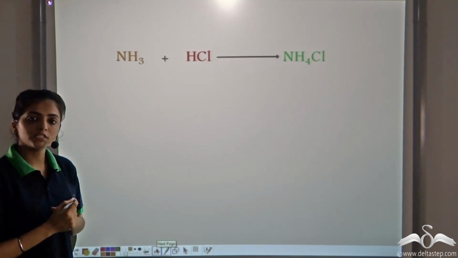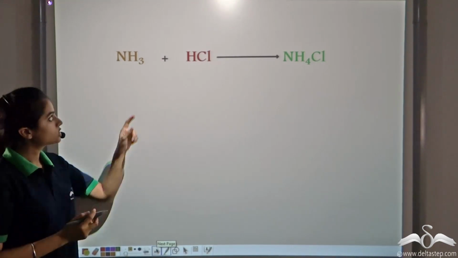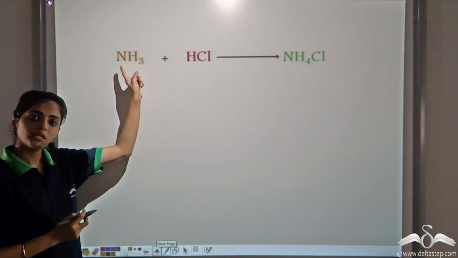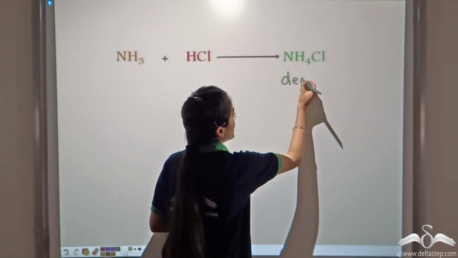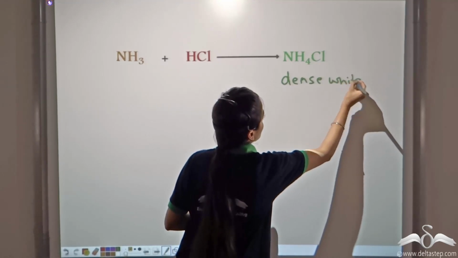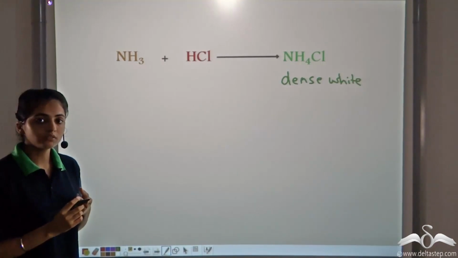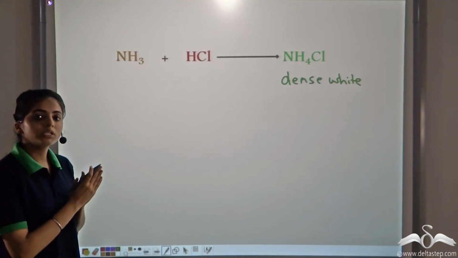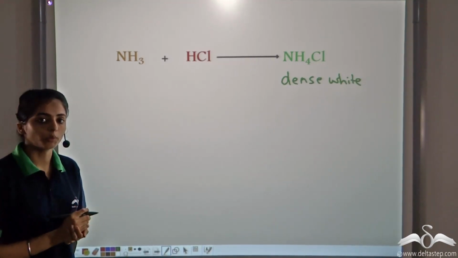When ammonia reacts with HCl, it forms ammonium chloride. So when ammonia, that is NH3, reacts with HCl, this ammonium chloride has dense white fumes. So this is a test for both ammonia and HCl. When ammonia reacts with HCl, dense white fumes of ammonium chloride are formed.